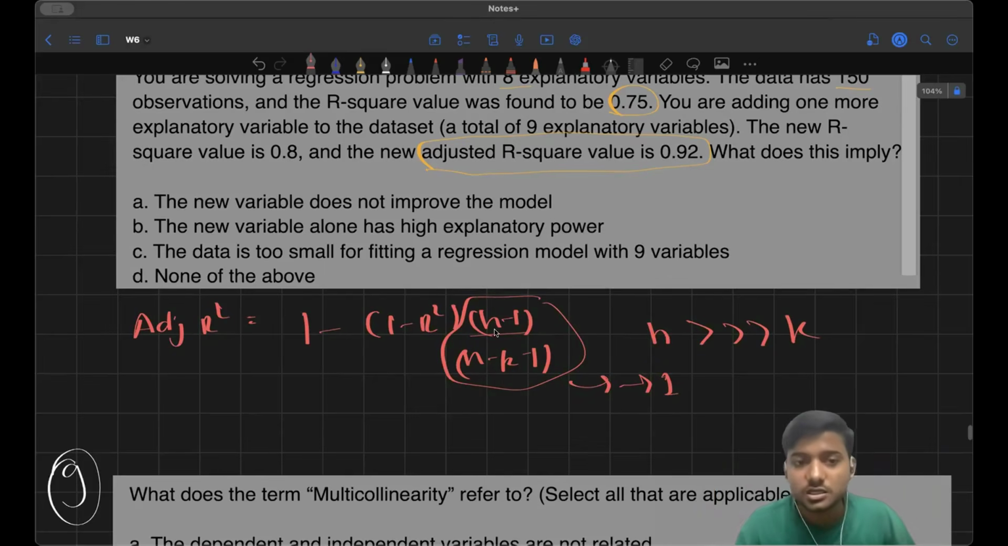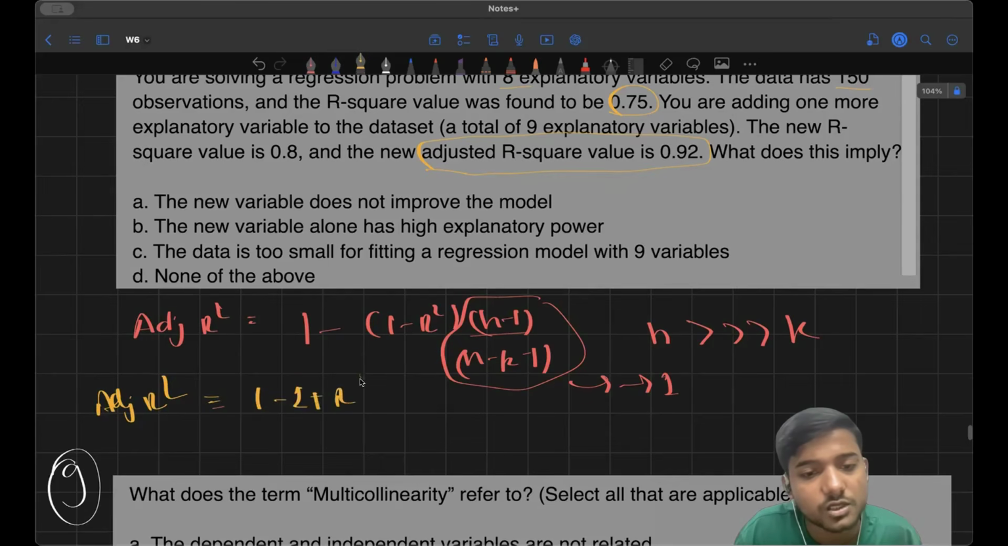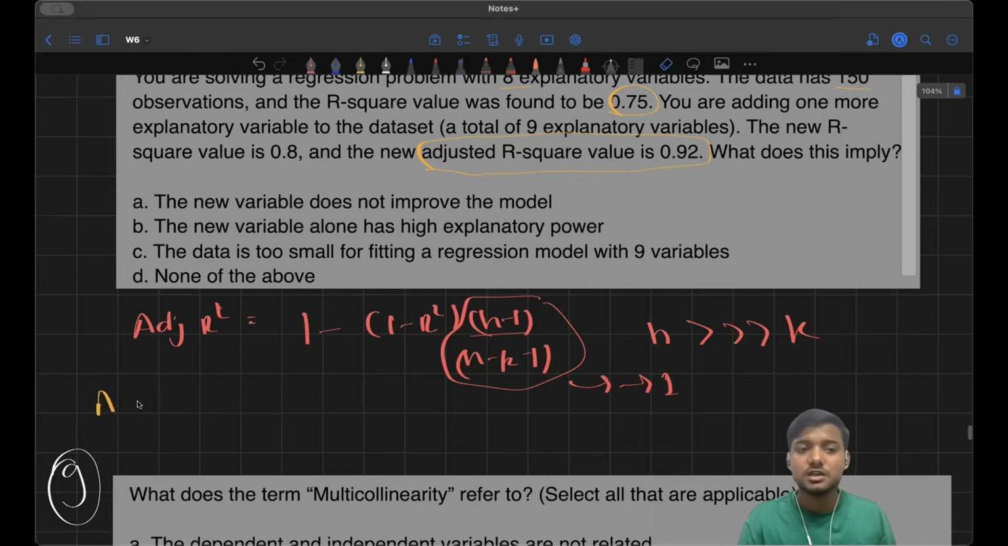So they tend to 1, and therefore adjusted R square at max would be 1 minus 1 plus R square. So the 1 gets cancelled. At max, adjusted R square would be equal to R square, and that too in the limiting sense, because we are assuming n is much, much higher than k. This fraction, n minus 1 divided by n minus k minus 1, would tend to 1. It will never become 1, it will only tend to 1. So that is why, at max, adjusted R square can be equal to R square.